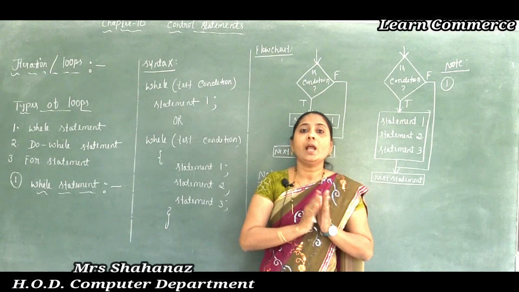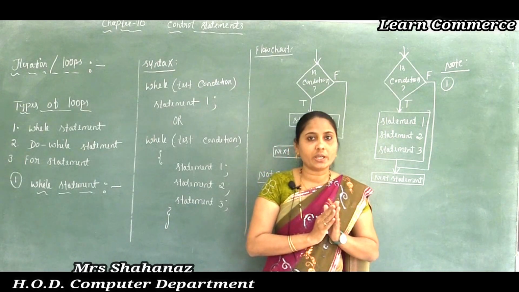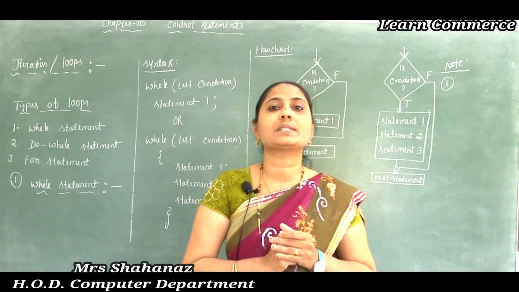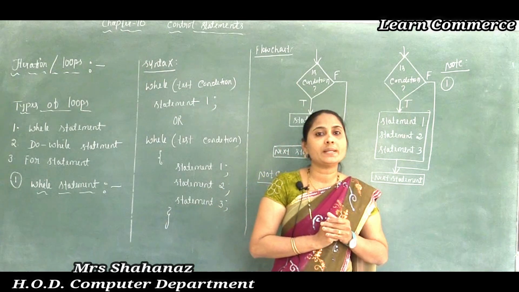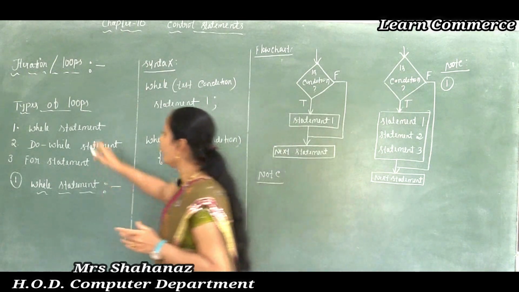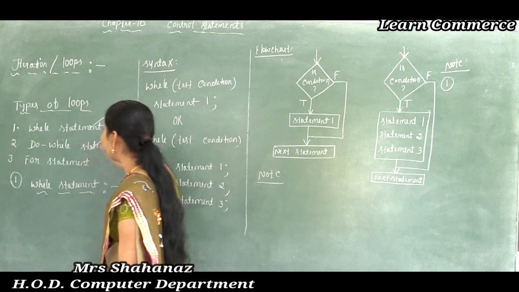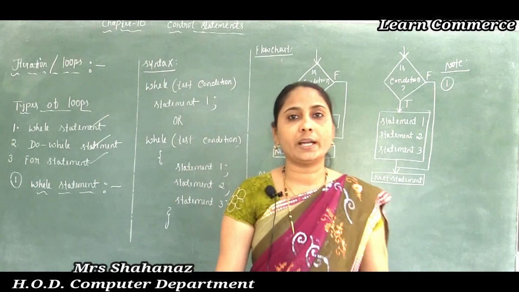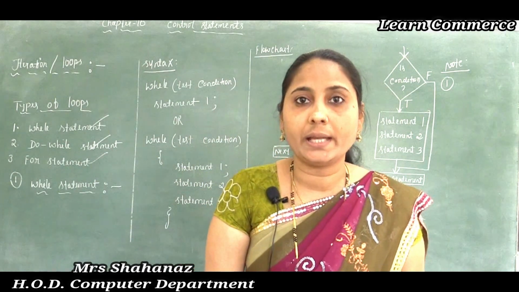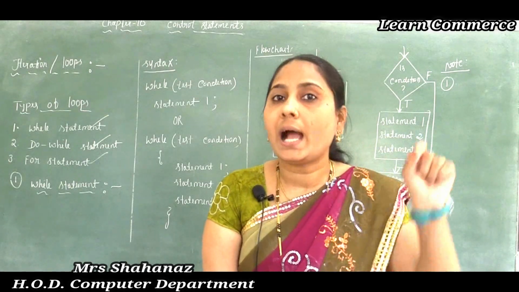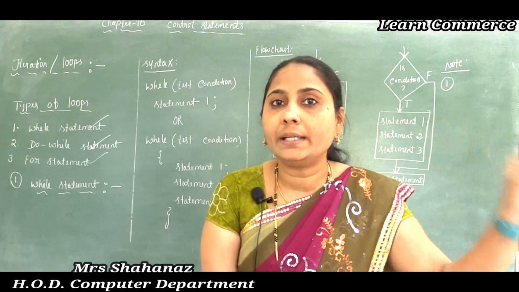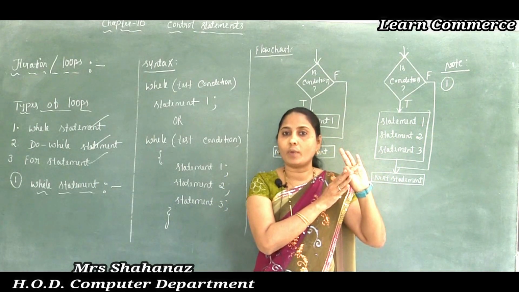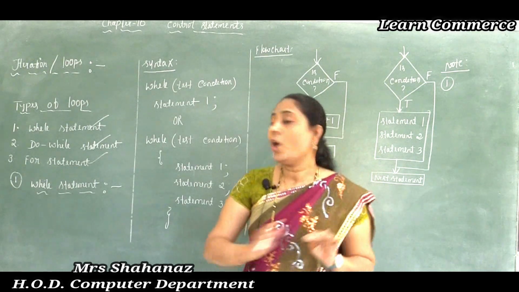Now let's see the types of looping structure. We use three types of looping structure in C++. The first one is the while statement, the second one is the do while statement, and the third one is the for statement. So in C++, the iteration types are the while statement, the do while statement, and the for statement.